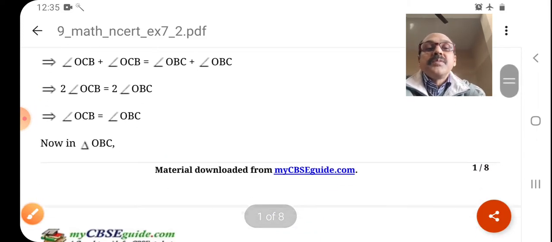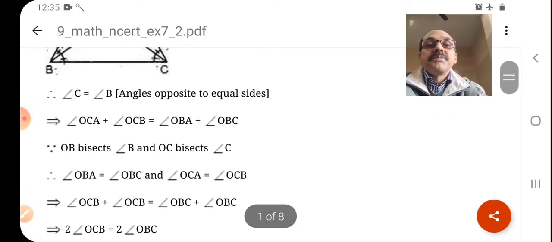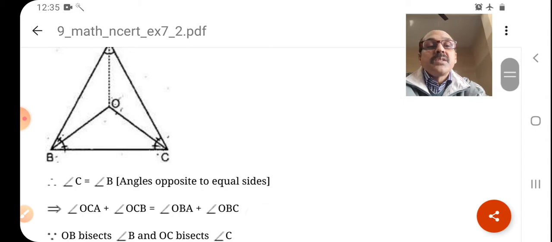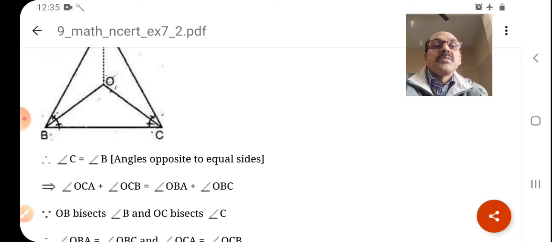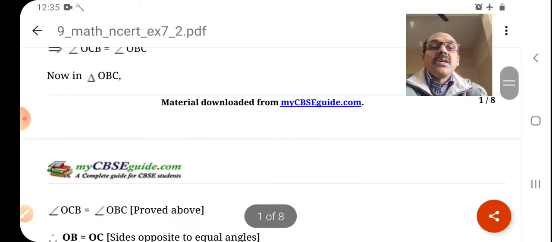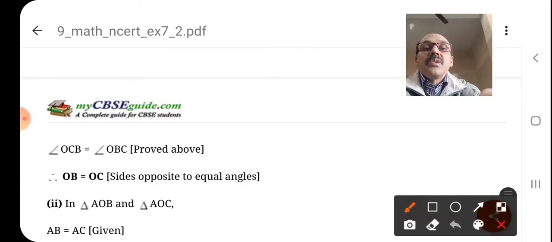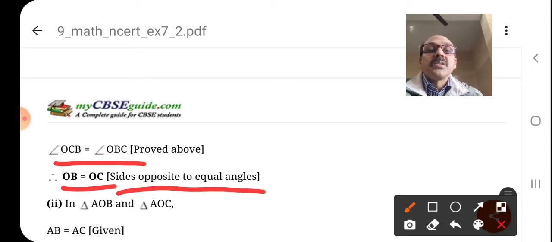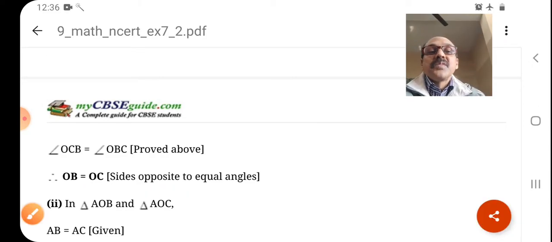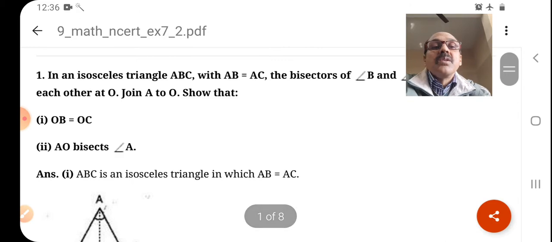Now in triangle OBC, OCB equal to OBC, these two angles are equal. That means OB equal to OC, these two sides are equal, because two base angles are equal, so sides opposite to equal angles are equal. That is OB equal to OC. And this is our question 1, OB equal to OC.